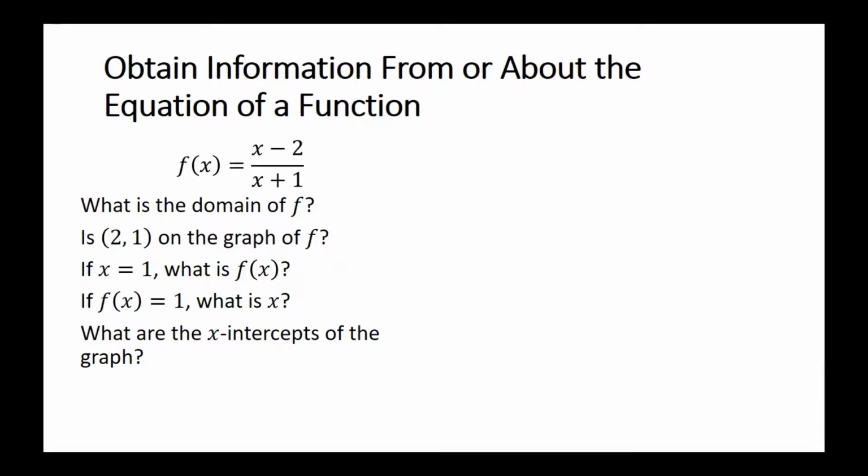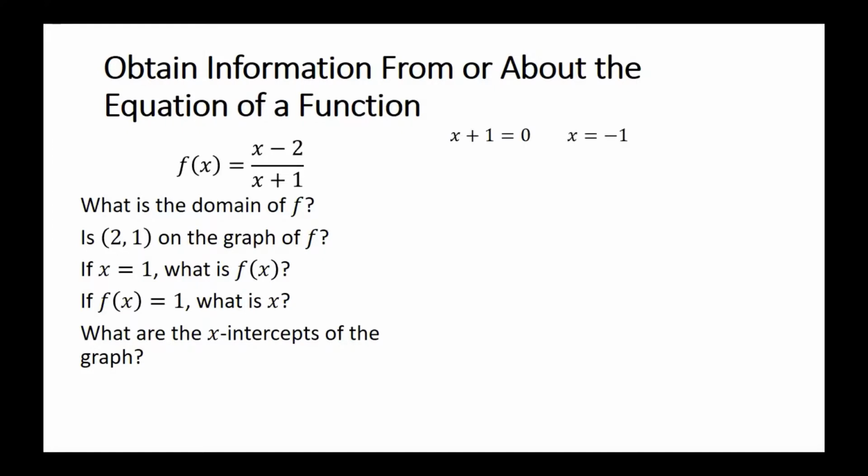We can also obtain information from and about the equation of a function. So here we have f of x is equal to x minus 2 over x plus 1. What is the domain of f? Is the point 2, 1 on the graph of f? If x is equal to 1, what's f of x? If f of x is equal to 1, what's x? And what are the x-intercepts of the graph?